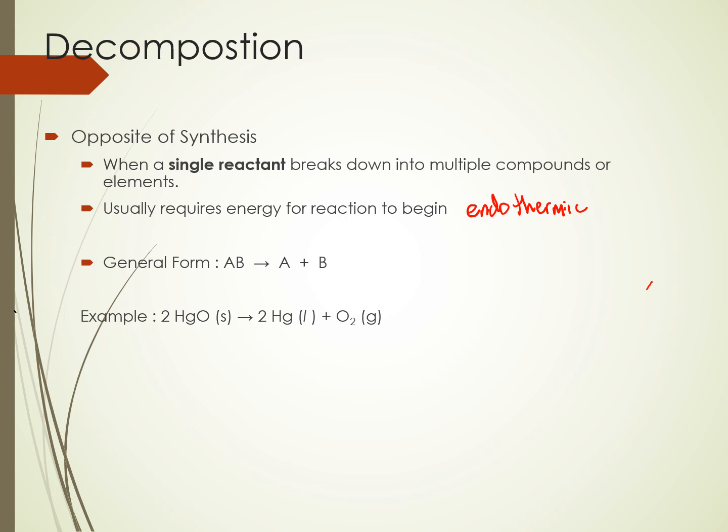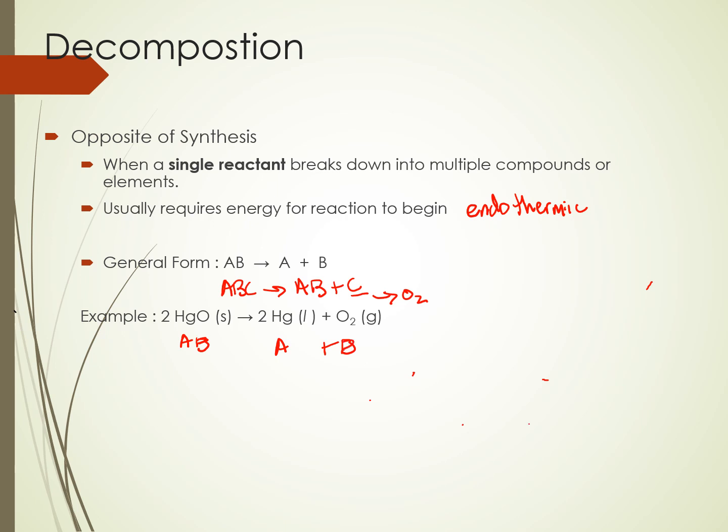We have 2 general forms again. We have AB breaks down into A plus B. Notice again I have only 1 reactant. Or I could have the second form where I would have a compound ABC, as that polyatomic ion, breaking down into AB plus C, and oxygen would be your element C once again. So as we look at this first example, you can see here for the mercury(II) oxide, I have a compound AB breaking down into element A plus element B.